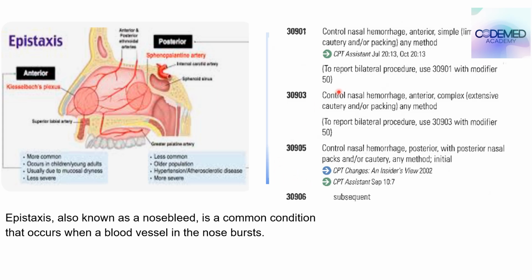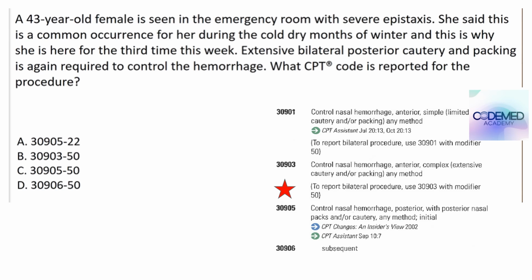How do I get to know? Because here there is a note. To report the bilateral procedure, use the modifier 50. So kindly, all through the CPT book, you must pay attention to the parenthetical note. As far as this chapter is concerned, it is giving you a lot of indication whether that particular procedure code is unilateral or bilateral. So let us take one example.